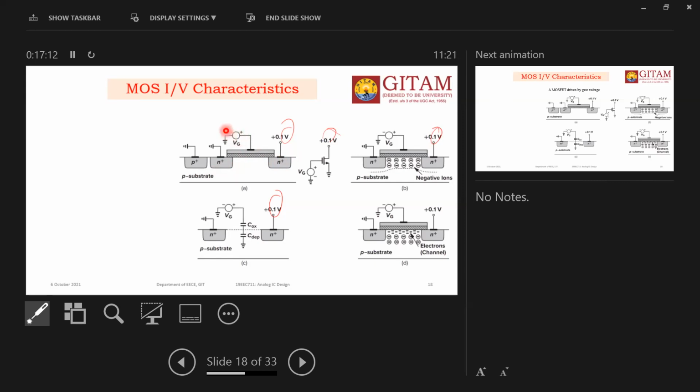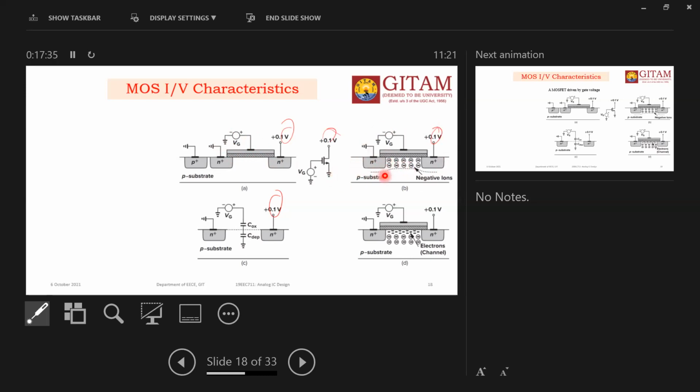What happened? Positive potential must be applied at the gate for the NMOS and negative potential applied at the gate for the PMOS. PMOS gate requires negative and NMOS gate requires positive. So whenever some small positive potential is applied here, negative ions are created like this here. Because see, this is the second picture. This is what happened.